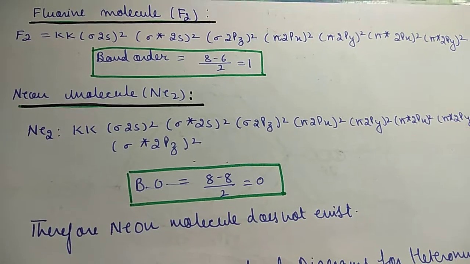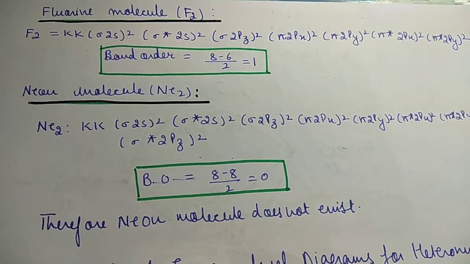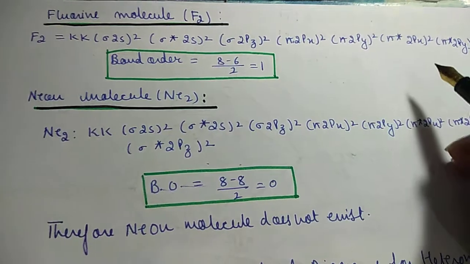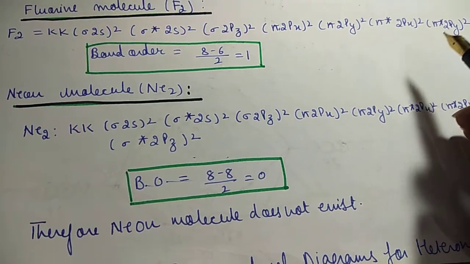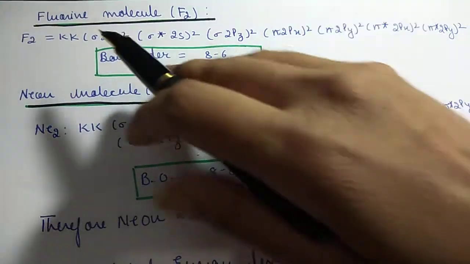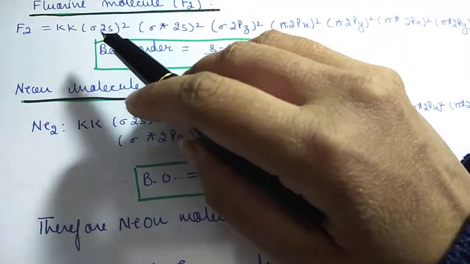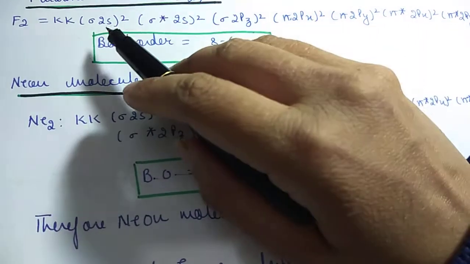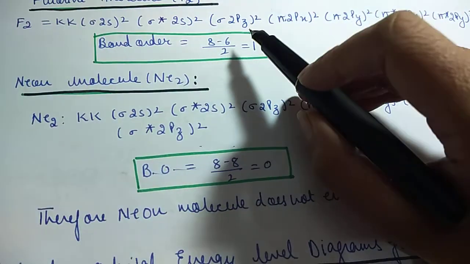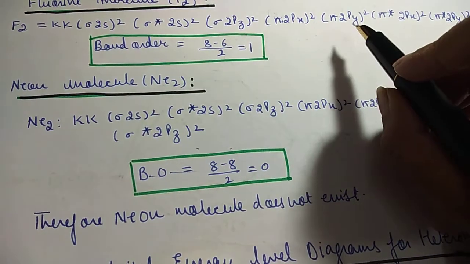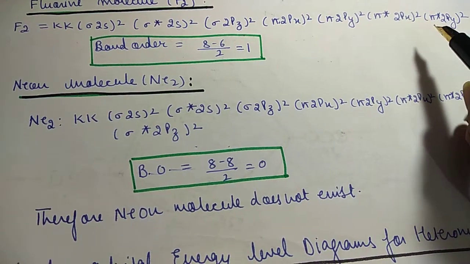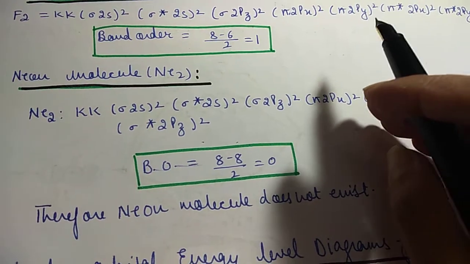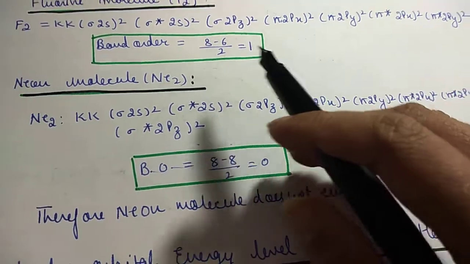Our next molecule among homoatomic molecules is fluorine molecule F2. This is the molecular orbital electronic configuration of fluorine molecule. You can see KK represents the lowest shell, sigma 1s2 and sigma star 1s2. Then we have sigma 2s2, sigma star 2s2, sigma 2pz2, pi 2px2, pi 2py2, pi star 2px2 and pi star 2py2. Fluorine molecule will have 18 electrons.